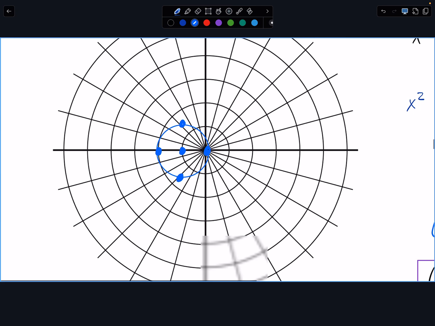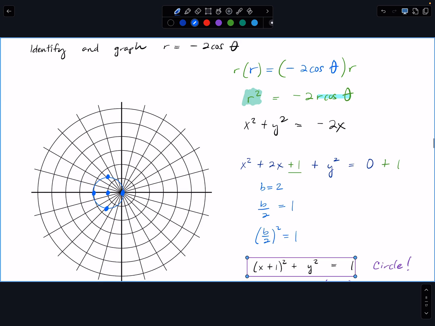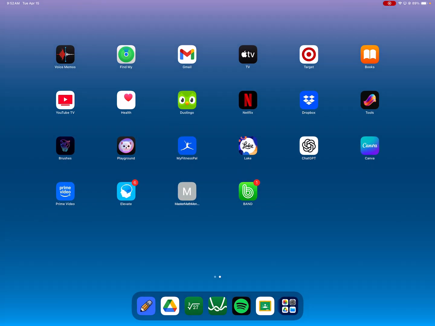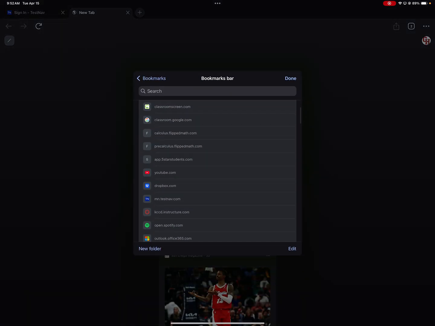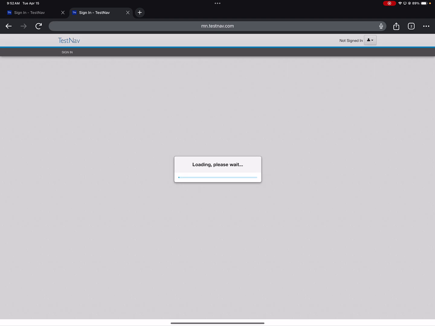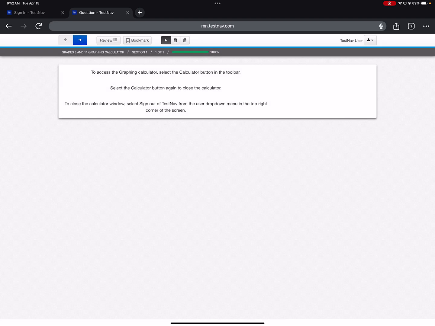Okay, so here comes the cool part. You guys ready? We can do this on our calculator. So this is what I want you guys to do. On your calculator, there's a couple things you have to do in order to graph this on your calculator.